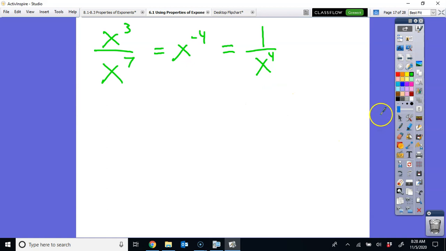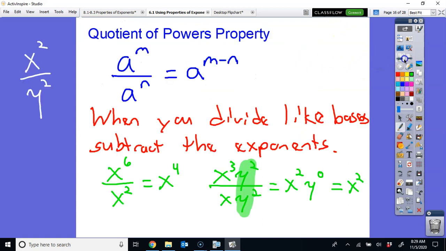But let me show you a shortcut. Notice that it's still subtraction, but if the bigger number's on the bottom and the smaller number's on the top, you can subtract and leave it on the bottom. 7 minus 3 is 4, and I can just leave that on the bottom of the fraction. Please only do that if the bigger number's on the bottom. Don't leave it on the bottom if the bigger number's on the top, like x to the 6th divided by x to the 2nd.